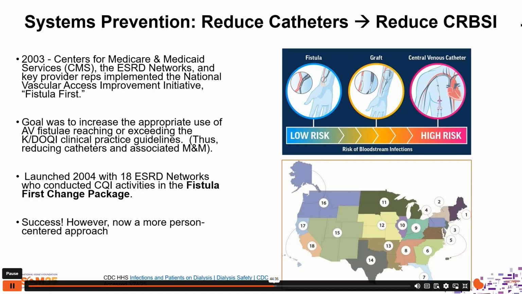Another thing I wanted to mention is a historical perspective of something called Fistula First, and again, it was already mentioned. But I think this is a good example of a United States system-wide attempt to improve an area. In this case, the proportion of people who were using fistulas, in part to reduce the catheters or the related bloodstream infections that might be associated. I'll talk a little bit more about that later, but the goal was to increase the fistulas, and it was launched in the early 2000s with something called a Fistula First Change Package. It was 11 steps of quality improvement tools, establishing relationships with surgeons and patients and multidisciplinary teams to basically improve access. And it worked.